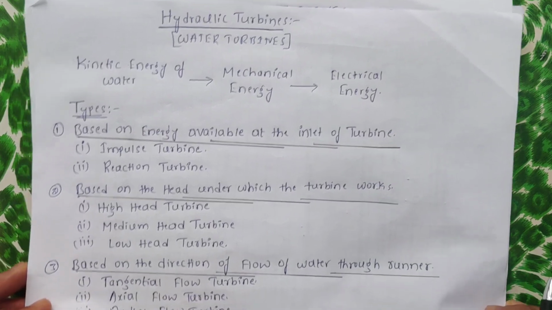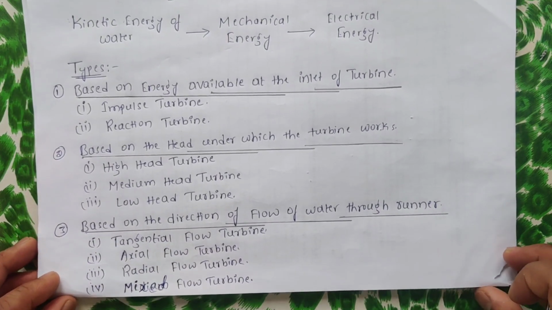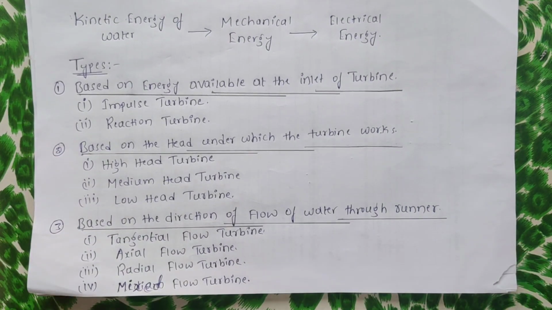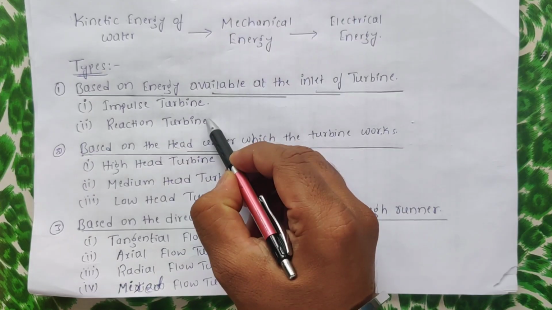Fine. Now there are some types of turbines for your syllabus in particular. The first classification is based on the energy available at the inlet of the turbine. There are two types in this category: the impulse turbine and the reaction turbine.